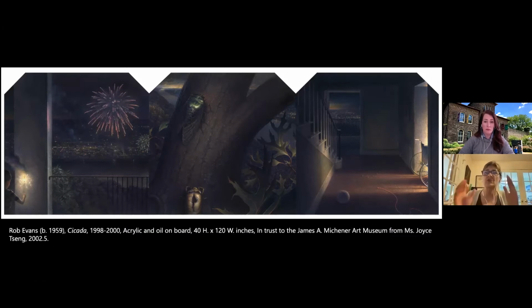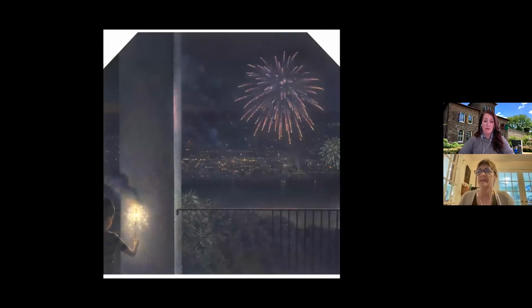Let's start at the left. And here is that panel enlarged. This is that first panel. So what do you think are the most important images in this panel? What do you see that you think the artist really is making us look at?